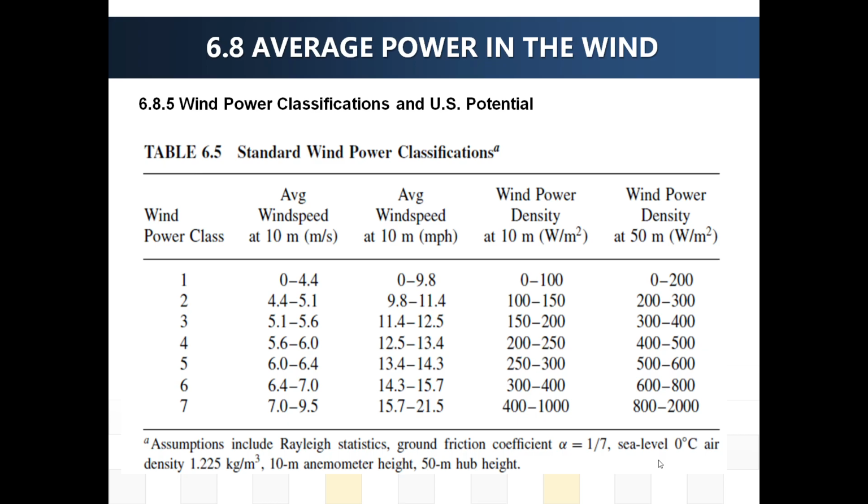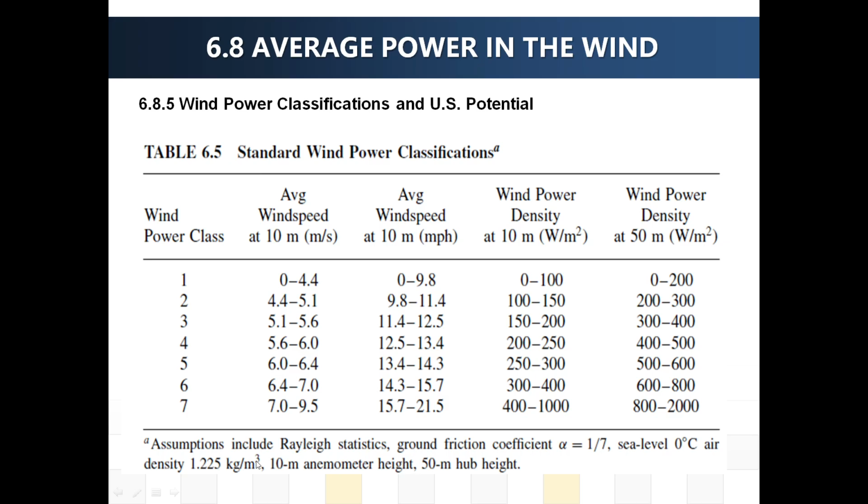Section 6.8.5, wind power classification and US potential. The standard power table 6.5 shows the standard wind power classifications, assuming Rayleigh statistics, ground friction coefficient alpha equal to 1 divided by 7, sea level, 0 degrees, air density 1.225 kilograms per cubic meter, and also a 10-meter anemometer height and a 50-meter hub height.